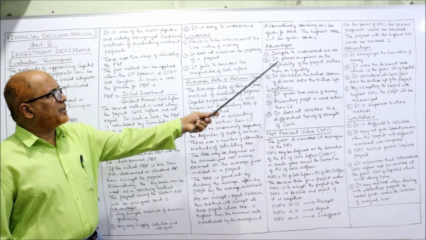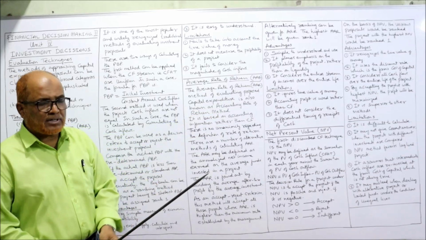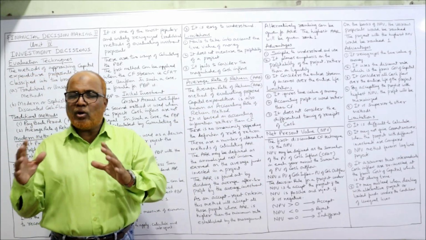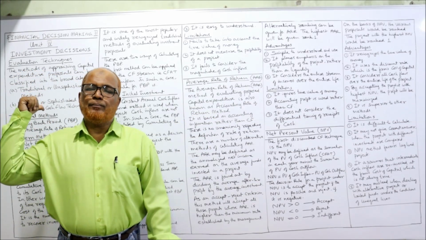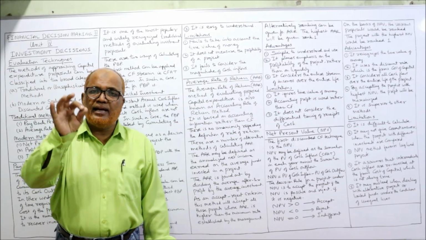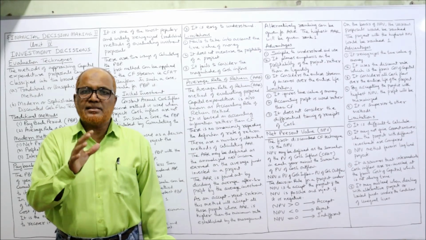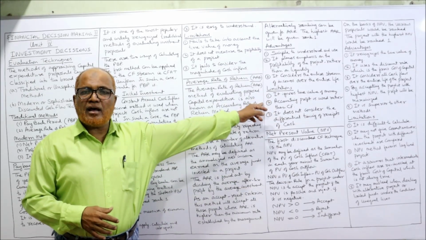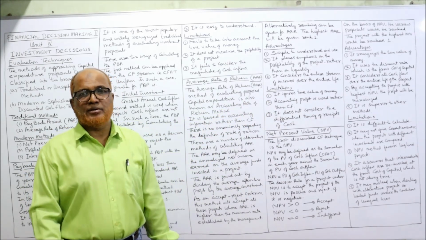Second, it places emphasis on the profitability of the project rather than liquidity. One more advantage: in PBP, it has not considered the profitability, it considered liquidity. Whereas in ARR, it considers the profitability.